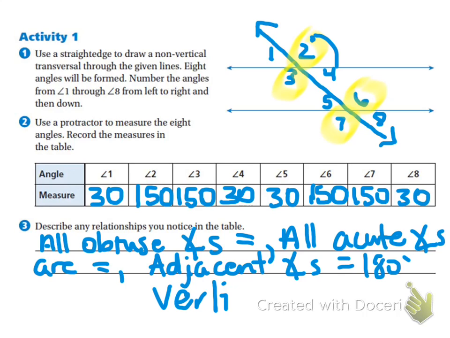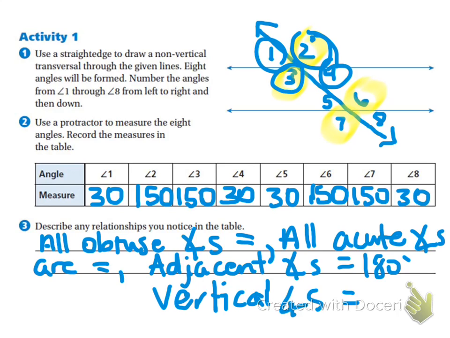And then vertical angles, and we learned about that in our last lesson, vertical angles are across from each other. So vertical angles are equal. So 2 and 3 are vertical angles, so they are congruent, they are equal. 1 and 4 are congruent angles, or vertical, so they're equal. 5 and 8 are equal, and 6 and 7.